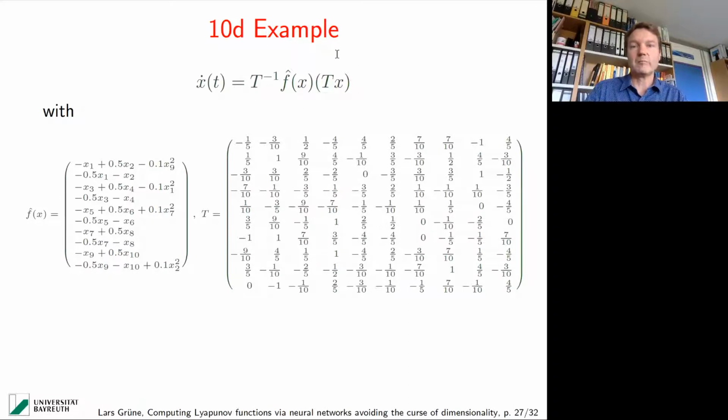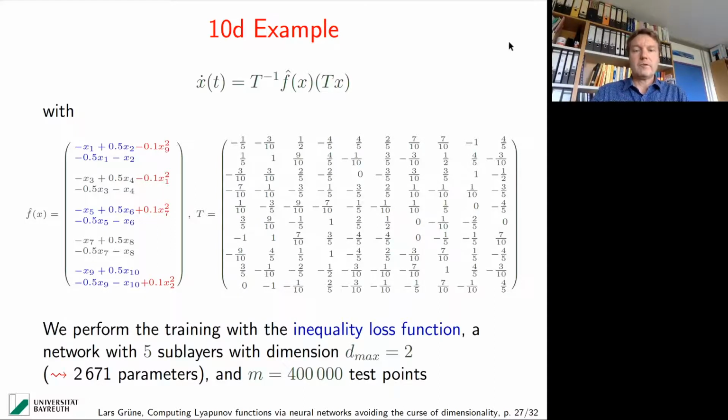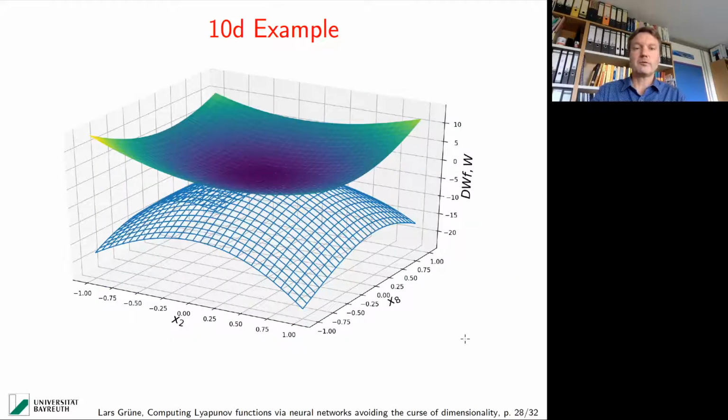And then we end up with this system, and this T inverse times F hat times T, this is what I implemented in the algorithm. So here's the structure again in color, which I already explained. And here we use 5 sublayers, each of which has dimension 2 and 400,000 test points. And of course, now I can't show you the whole Lyapunov function, but I can show you projections.